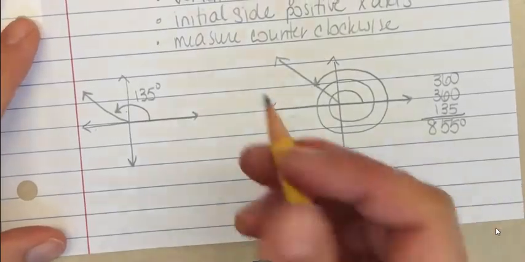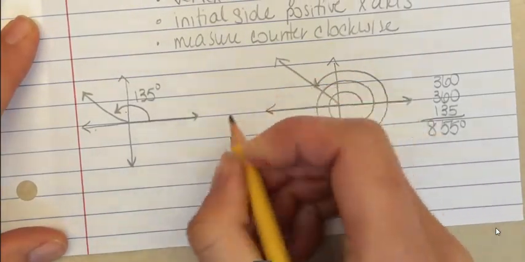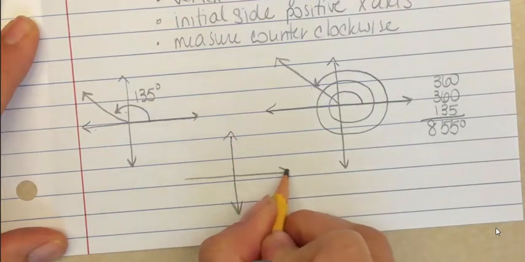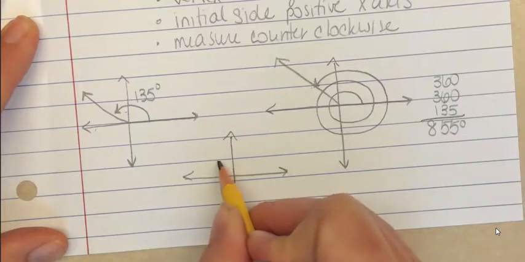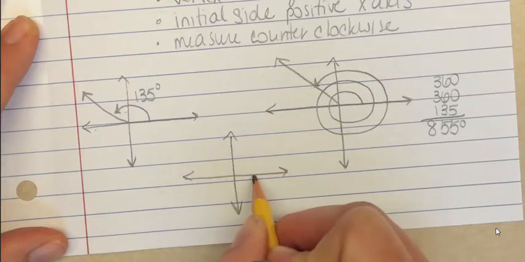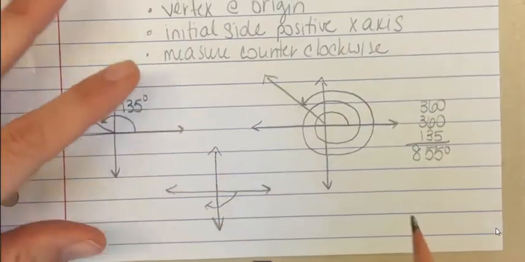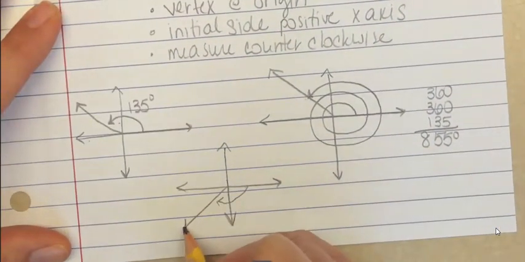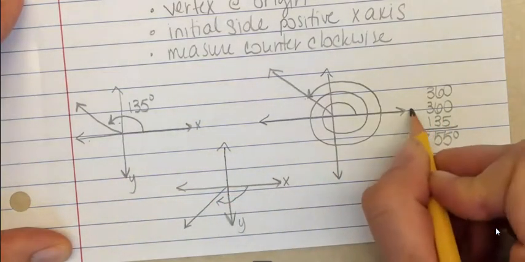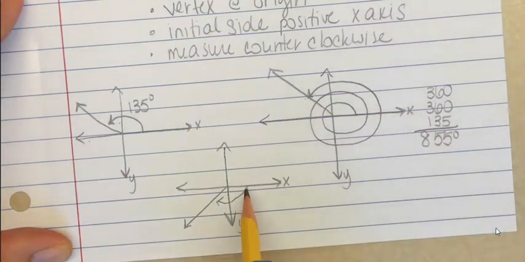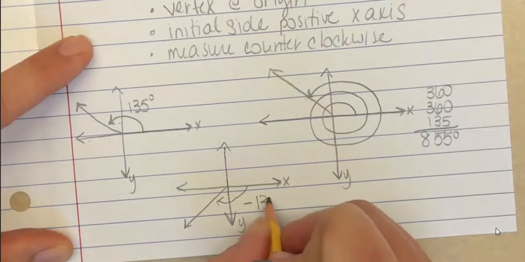Now what happens if I go the opposite direction? What if I go clockwise? What if I start here, and instead of going counterclockwise, I go this direction, to there. These are always the x and the y axis, which I should be marking. Now I've gone in the negative direction, and let's pretend once again I've gone 135 degrees, but clockwise, so that's going to be negative 135 degrees.